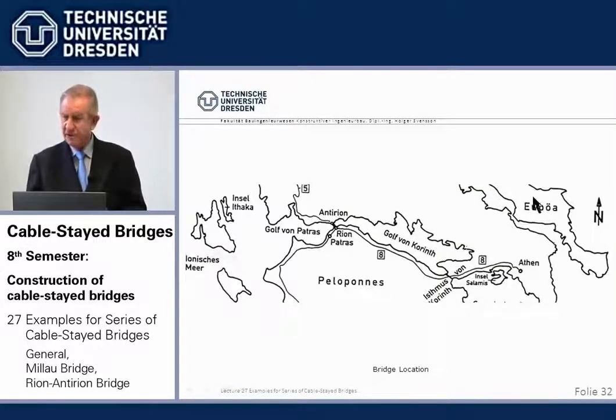Greece, we roughly have an idea where that is, and so we have here the mainland and the Peloponnese, and then we have here the little towns of Rion and Antirion. So it goes across where the Gulf of Patras and the Gulf of Corinth meet.